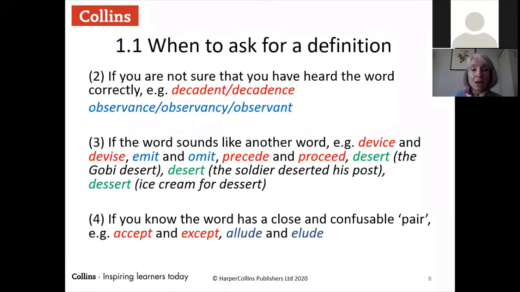If the word has a close and confusable pair, lots of dictionaries have lists of commonly confused words in them. If you know that a word can be easily confused with a similar word, ask for the definition. Accept, except, elude, allude. These are all really good reasons for asking for the definition to make sure you're absolutely clear about the word you've been asked to spell.